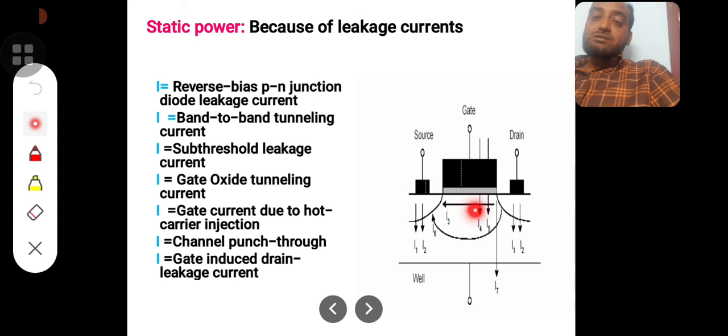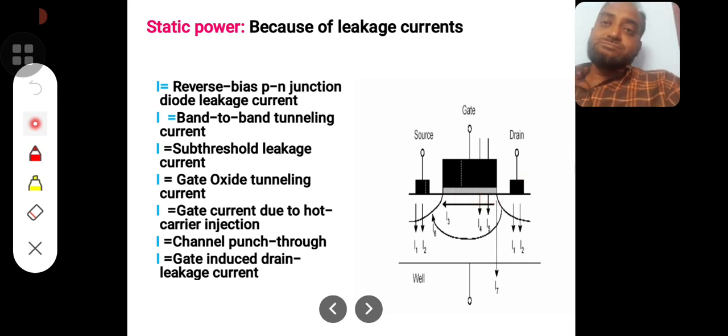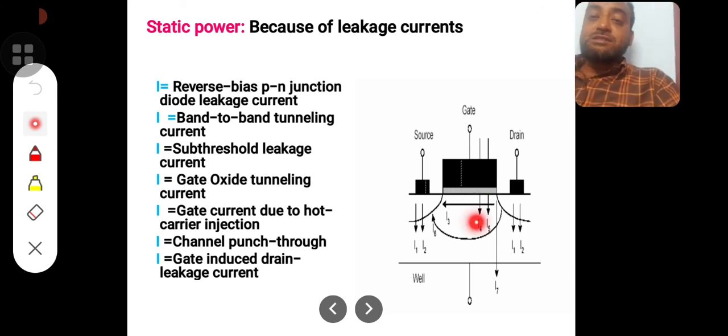Now I4 is the gate oxide tunneling current. As I have told you, because of the thin or poor gate dielectric, some current is getting leaked through the gate terminal to the channel. This current is called gate oxide tunneling current. The next current is gate current due to hot carrier injection. This hot carrier injection is because of the high electric field in the substrate, which will forcibly pull some of the charge carriers from the gate electrode to the channel, which is called gate current due to hot carrier injection.